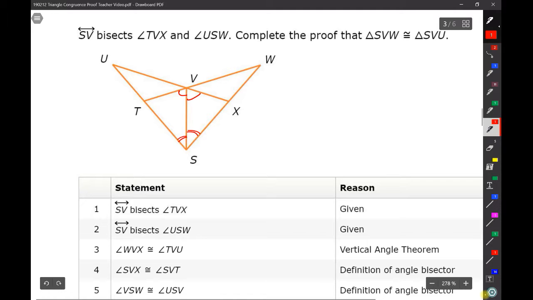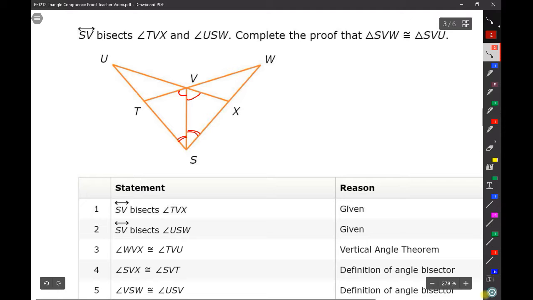So again, we're saying, look, TVX was cut in half, right? TVX was cut in half because SV bisects TVX. So when it cut it in half, it sliced it like that, and it created 1, 2 equal angles. And USW also got cut in half, which created 1, 2 congruent angles.